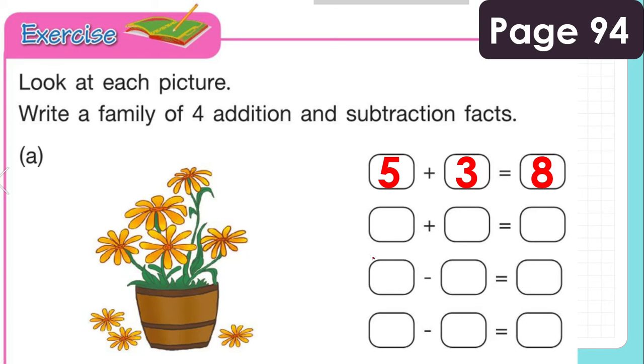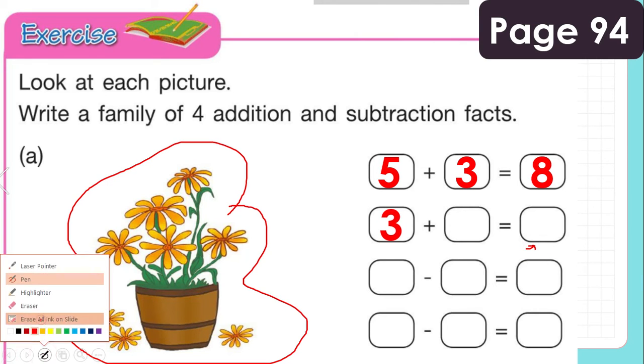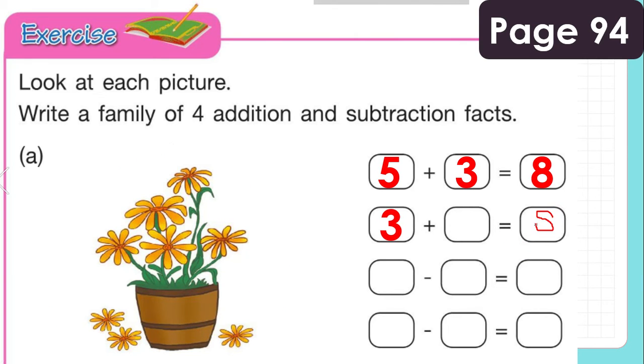Next, how about this one? Let's write the biggest number again. Let's count them all together. And then let's write the number at the end of the box. Okay, there you go. Again, write 8 here first. And then we're going to exchange the number, 3 first before 5. Okay, let's take a look at this one. 3 plus 5 equals 8.